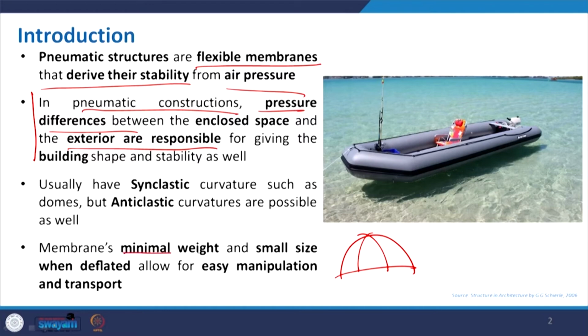The membrane has minimal weight and small size when deflated. First of all, the weight is minimal because it is a thin membrane. You can see that the volume created can be carried by one person when deflated, and you can fold it and put it in a small bag. So, this is an advantage, and when deflated it can be easily manipulated, to carry and transport. This is one of the advantages that we discussed at the very beginning of this presentation.